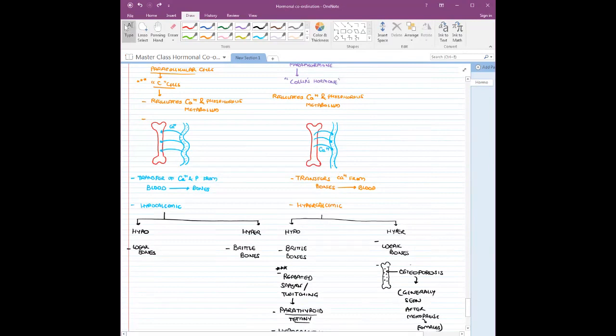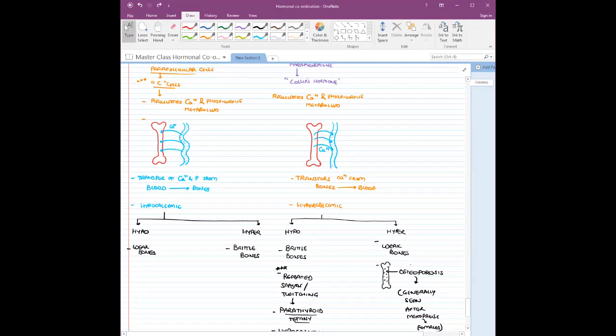Okay, sir, in hypocalcemic, there is no deposition of calcium ions from the blood. So again, there will be increase in calcium ion in the blood. In hypocalcemic, no. So what will happen in, sorry, one minute.